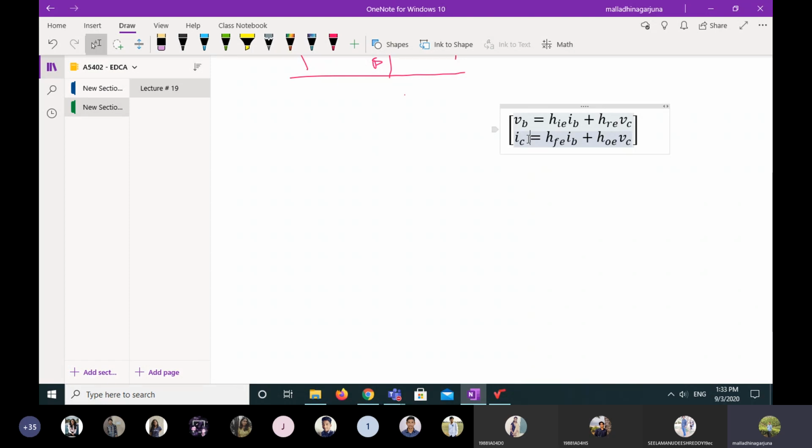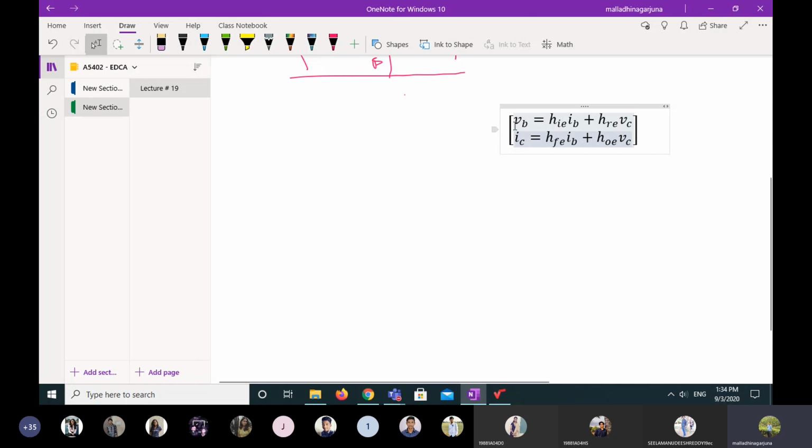Okay, so KVL states that the total voltage is equal to the sum of the individual voltage drops. So KVL is total voltage is equal to sum of individual drops. KCL is the sum of the current entering the node is equal to the sum of the current leaving the node. These two are the statements for KVL and KCL.